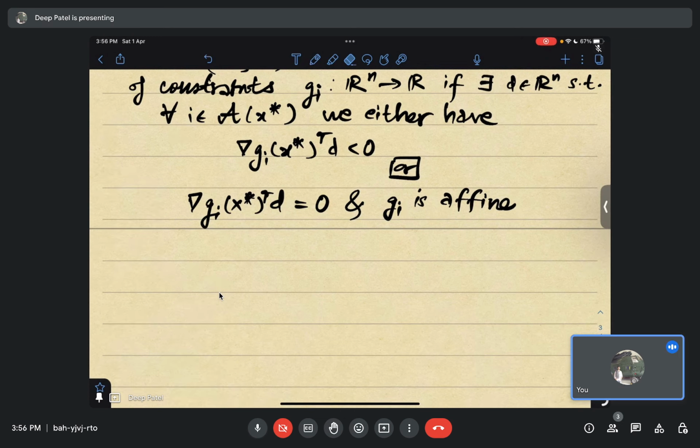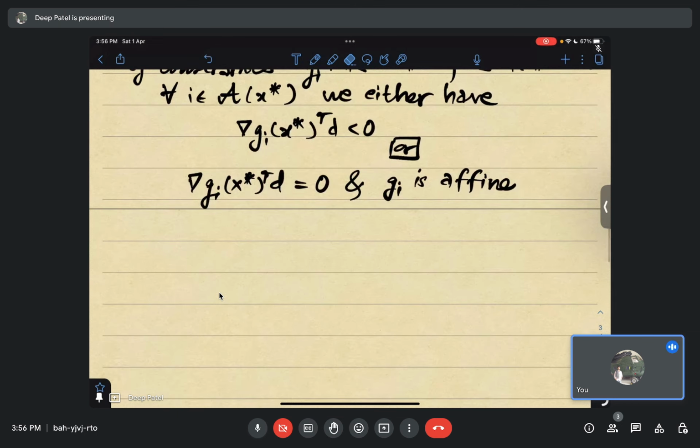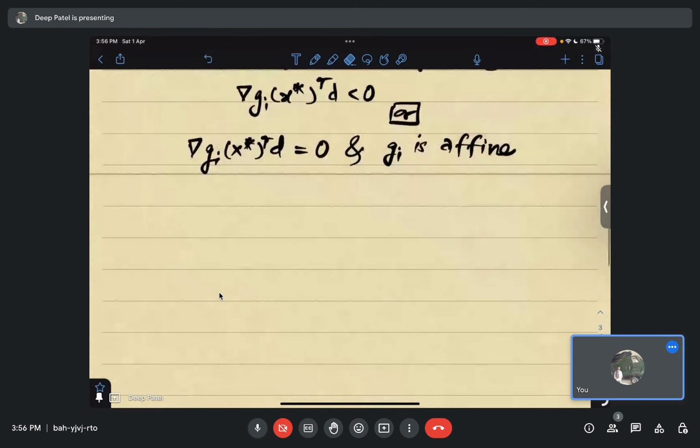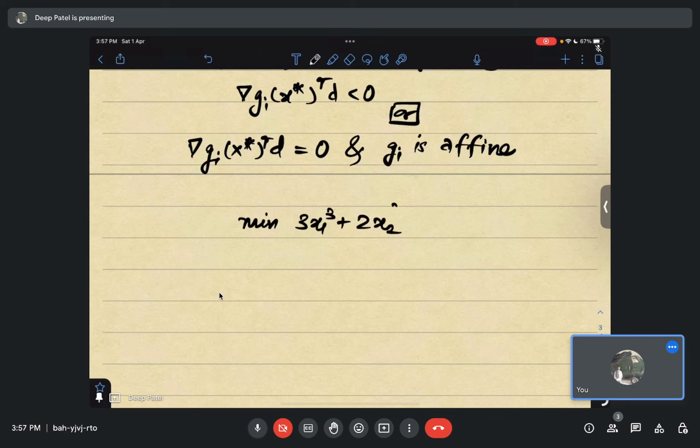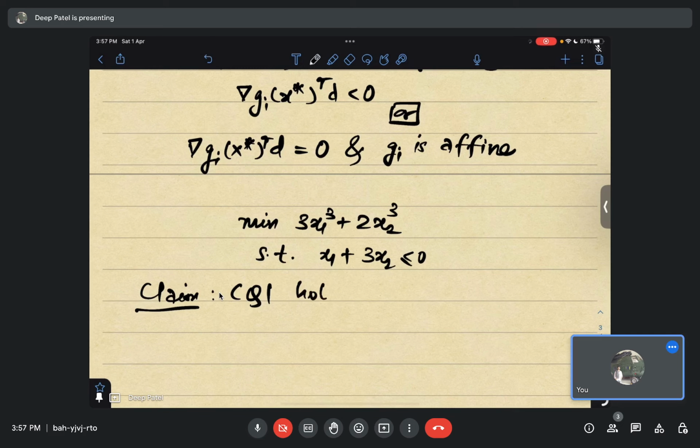Okay, so anyway, that was a definition of constraint qualification 1. We're just denoting it by CQ1. The question is: minimize 3x1 cubed plus 2x2 cubed such that x1 plus 3x2 is less than or equal to 0. The claim is that this new constraint qualification holds at the point x star equals (6, -2).